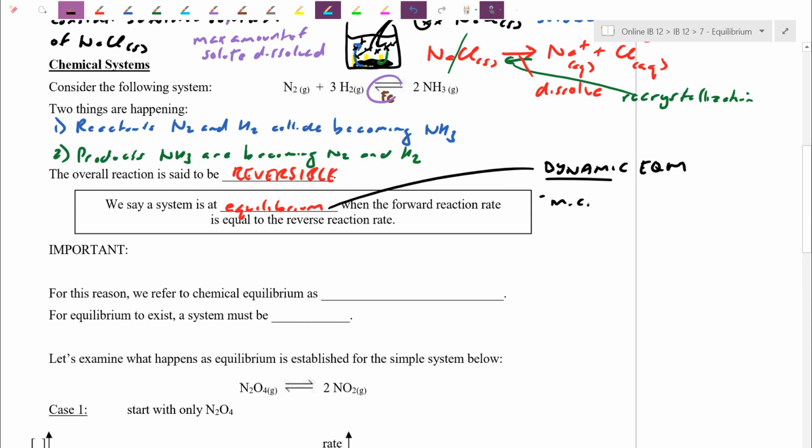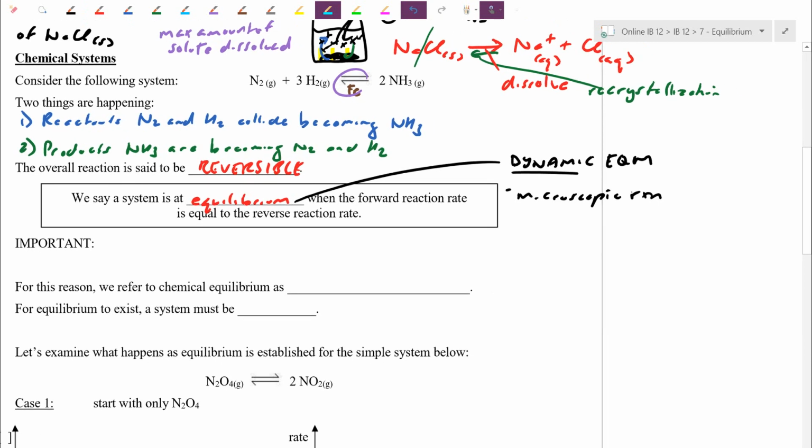We can say here the microscopic reactions, so the N2 and H2 becoming NH3, NH3 re-becoming N2 and H2, microscopic reactions continue to occur. They continue to happen. So it's not that everything is stationary and everything is stopped. And yet, when we hit this equilibrium, macroscopically, things are unchanged. So macroscopic properties are unchanged.